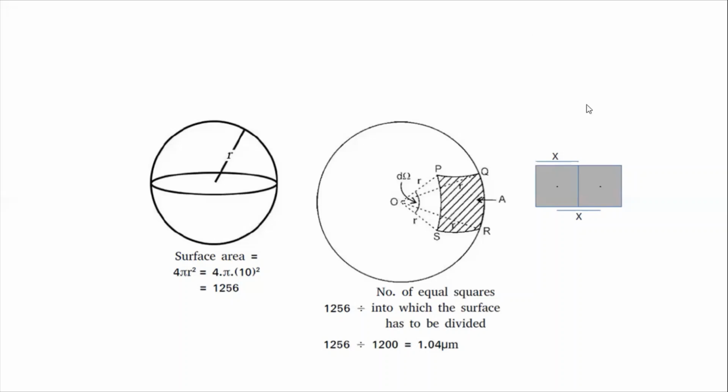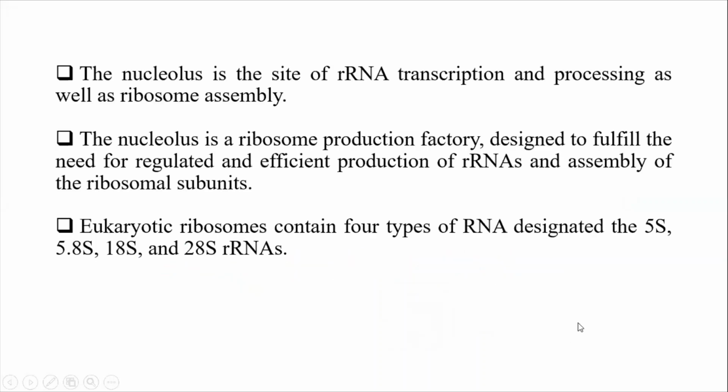Okay, so let's move on to our topic now. The last topic in the nucleus is to know about the nucleolus and the rRNA. So basically we know what is nucleolus, what is rRNA. So in the nucleolus, the RNAs are getting synthesized, assembled. We will read this in a little more detail also, okay? So it is the site of RNA transcription and processing as well as ribosome assembly.